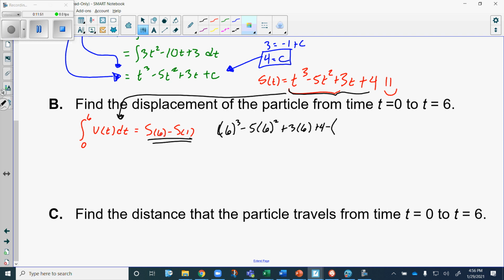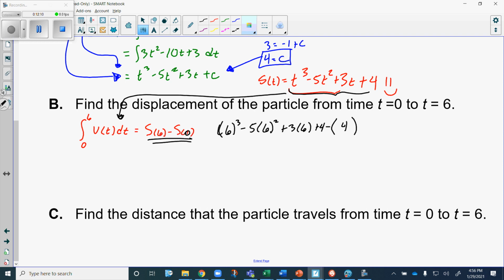And now we subtract the 1. Nope, 0, 0. So essentially that's just going to be 4, because if I put a 0 in for any of those t values, that's just going to be, leaving me a 4 there.